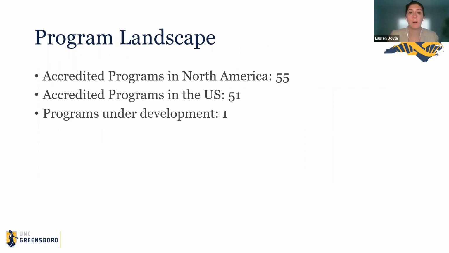In terms of North America right now, there are 55 accredited programs in North America, 51 in the United States, and there's one program under development. The one program under development is in Arizona State. And so if Arizona State receives accreditation before March 1st or March 15th, then they will be eligible to participate in the match cycle this time around. So that might be something that comes online. So there may actually be 56 programs participating in the match in the spring instead of 55, depending on when Arizona State receives its eligibility. And at this point, there are no other programs that have declared eligibility.